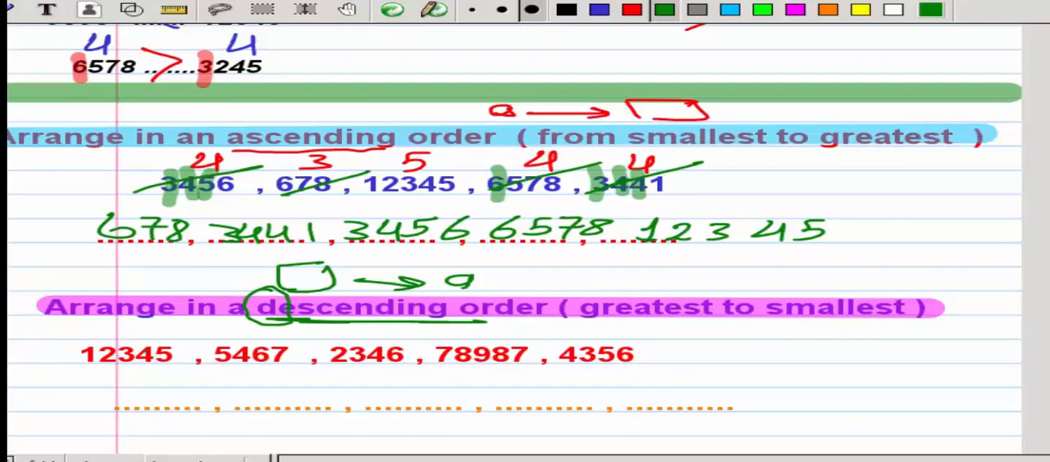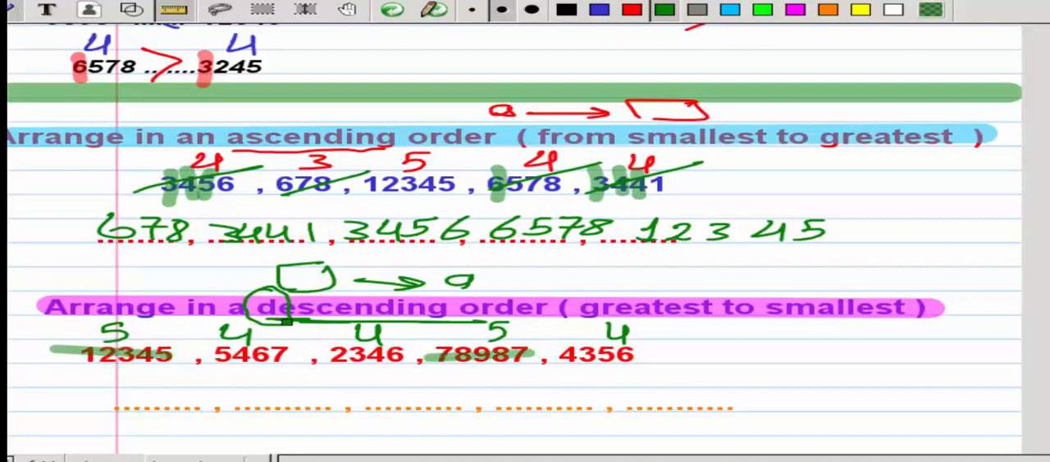We'll count all digits here. 1, 2, 3, 4, 5. So here we write 5. Here 1, 2, 3, 4. Also here we write 4. 1, 2, 3, 4, 5. Here we write 5. And here count 1, 2, 3, 4. Here also it will be 4. Here he said the greatest number. We have two numbers. He said the greatest. What we'll do in this situation? We have 5 digits and here also 5 digits.